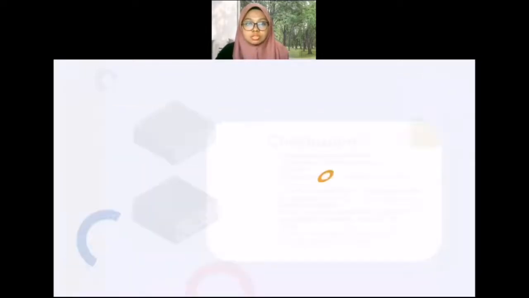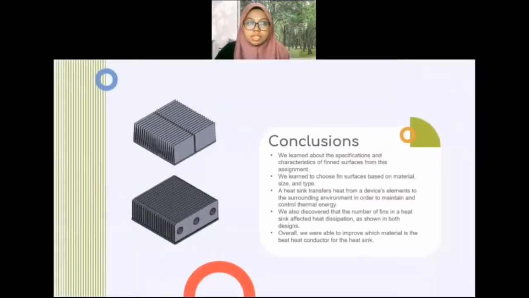Last, we go to conclusion. The conclusion is we learn about the specification and characteristic of fin surface from this experiment. We learn to choose fin surface based on material, size, and type.